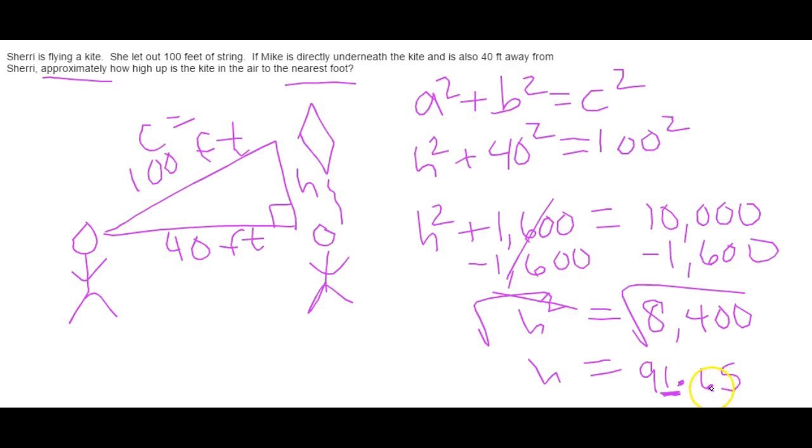After the decimal is this 6. 6 is between 5 and 10, so when the number is from 5 to 9, then this rounds up. So h is approximately 92 feet. So that concludes our discussion on the Pythagorean theorem.